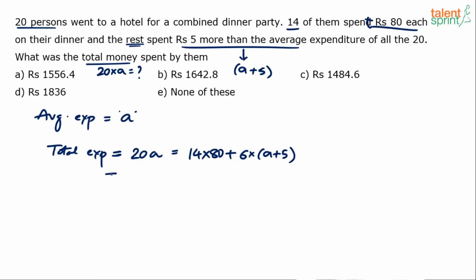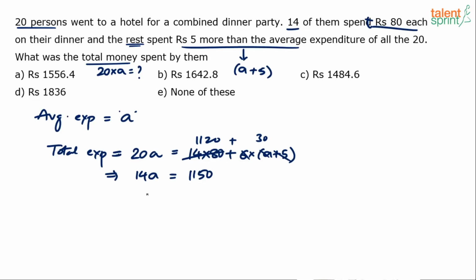Okay? Let's simplify this. What happens? See, if you see 20A, this is 6A, right? 20A minus 6A will be equal to 14A. 14A equals what? 14 into 80, that is 800 plus 320, 1120. That's going to be 1120. And 6 into 5 is 30, right? 6A is already gone there. 6 into 5 is 30. 1120 plus 30, 1150. So basically 14A equals 1150.